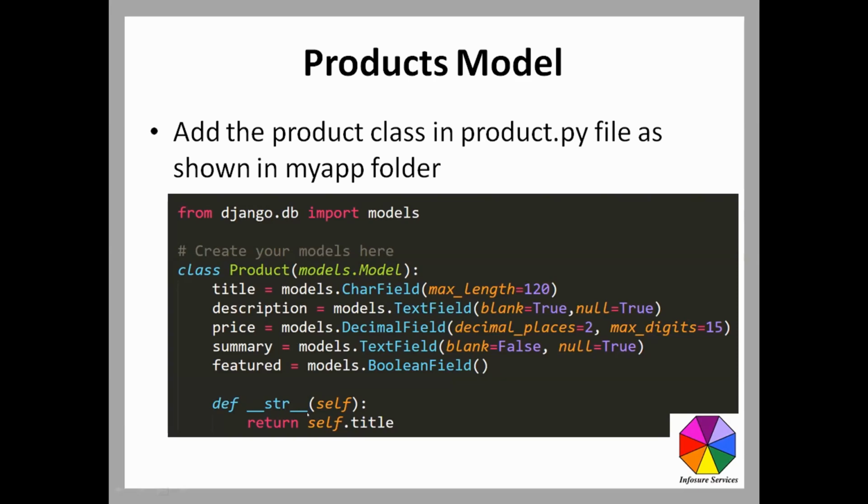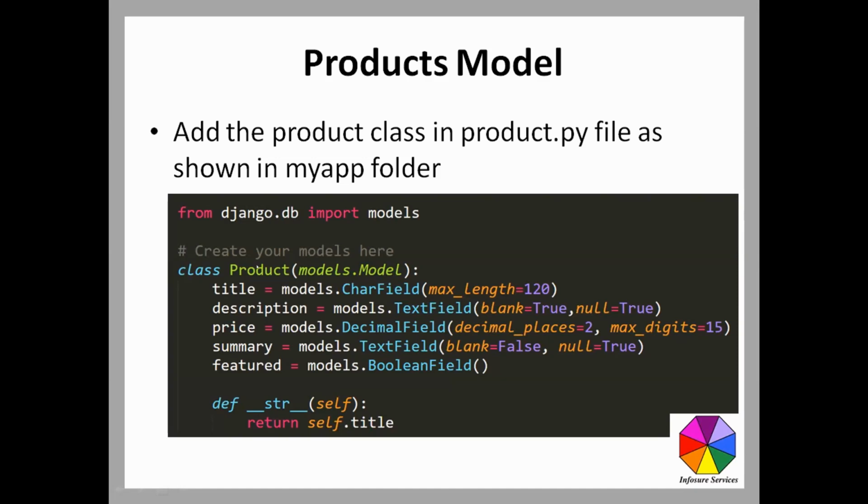In this definition, def double underscore str stands for the string representation of the model. When the object is used and the object is created. Now, let's say one is pencil.